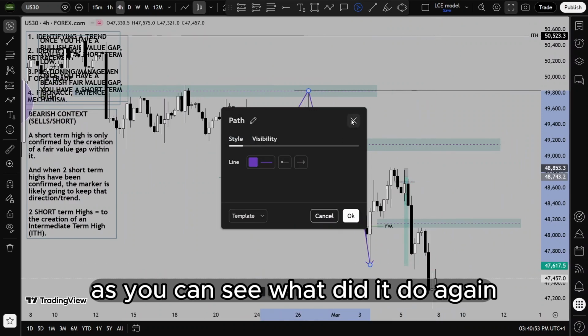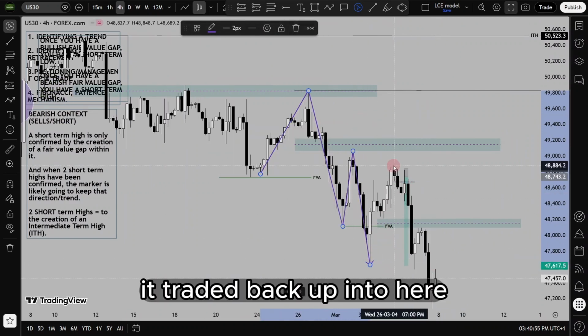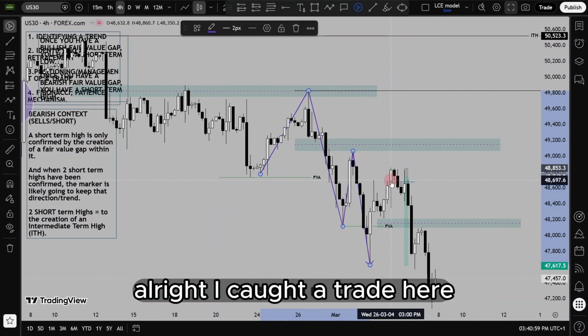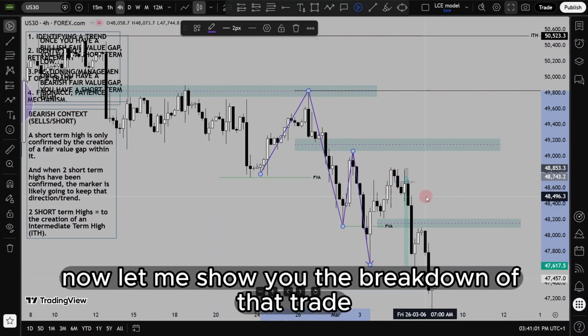Then what did it do again? It traded back up into here. That was where I caught the trade. All right, I caught a trade here. Now let me show you the breakdown of that trade.